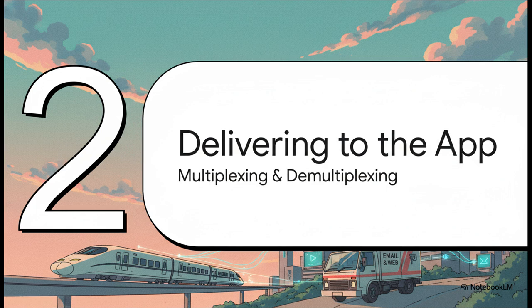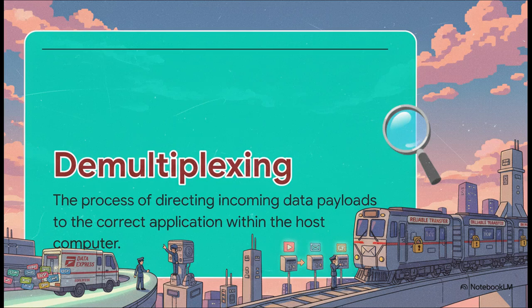Okay, so we get the what. We need to get the data to the right app. But how does that actually happen? Well, it involves two key processes with kind of fancy names, but trust me, the idea behind them is super straightforward. All right, first up is this term, demultiplexing.